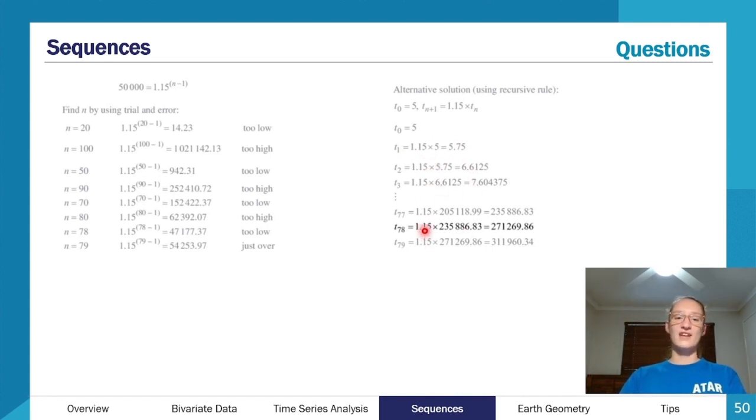until you got all the way to term 78. So when we're trying to solve for N in these kind of trickier questions, you have the two options of trial and error or recursion using your calculator. And whichever one works best for the scenario is totally up to you. Yeah, sorry.